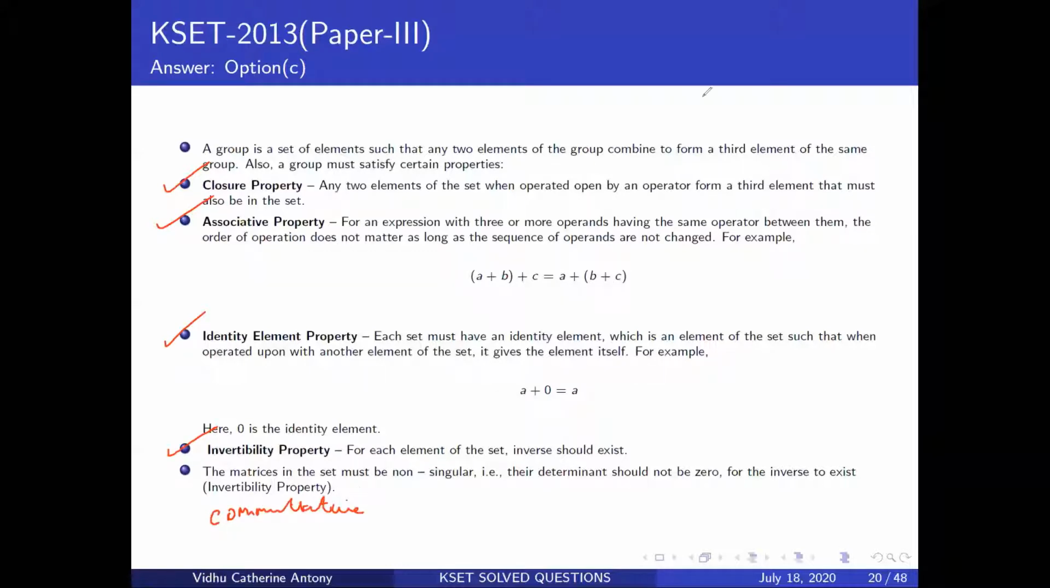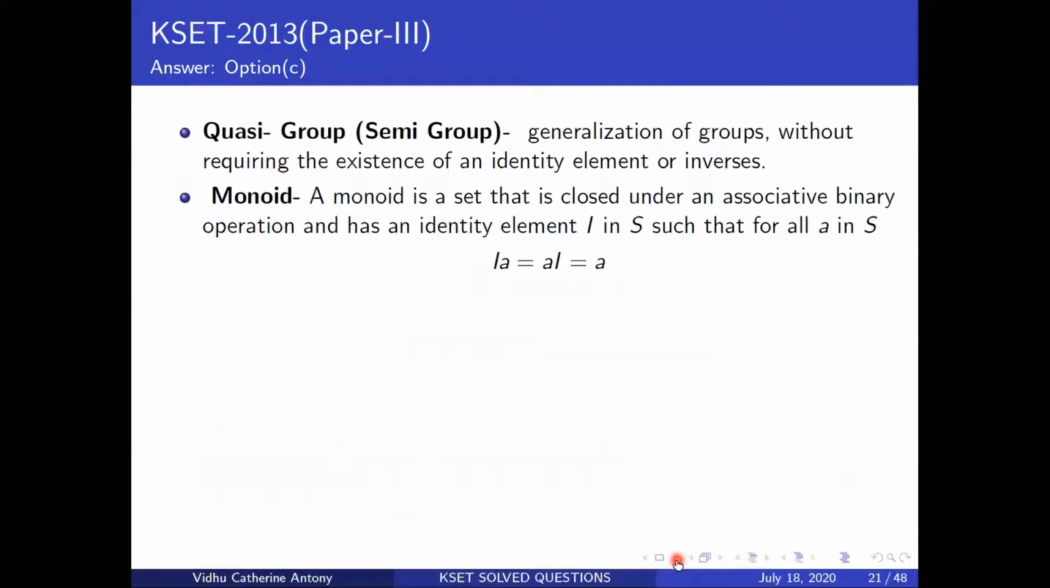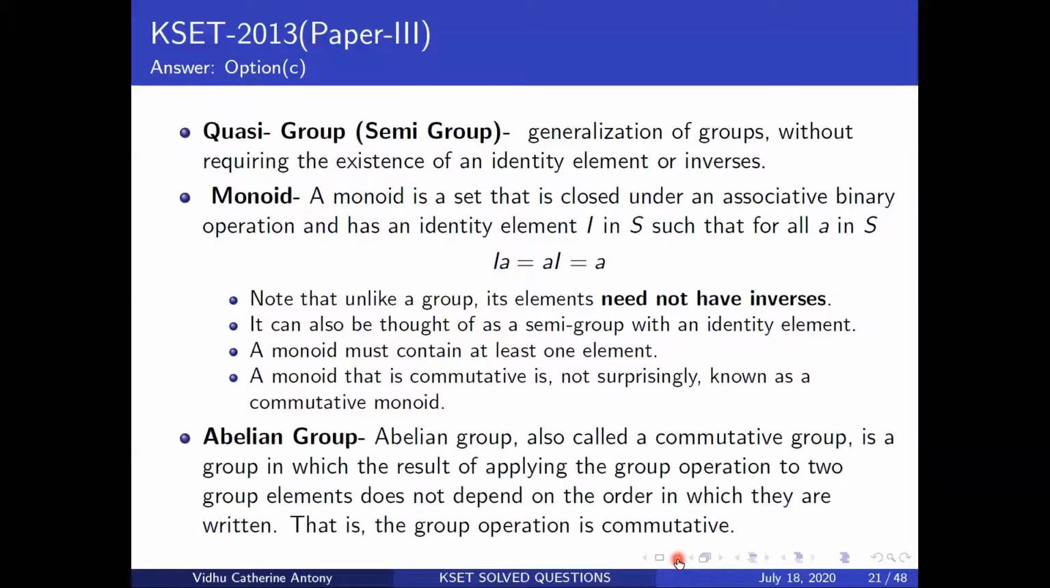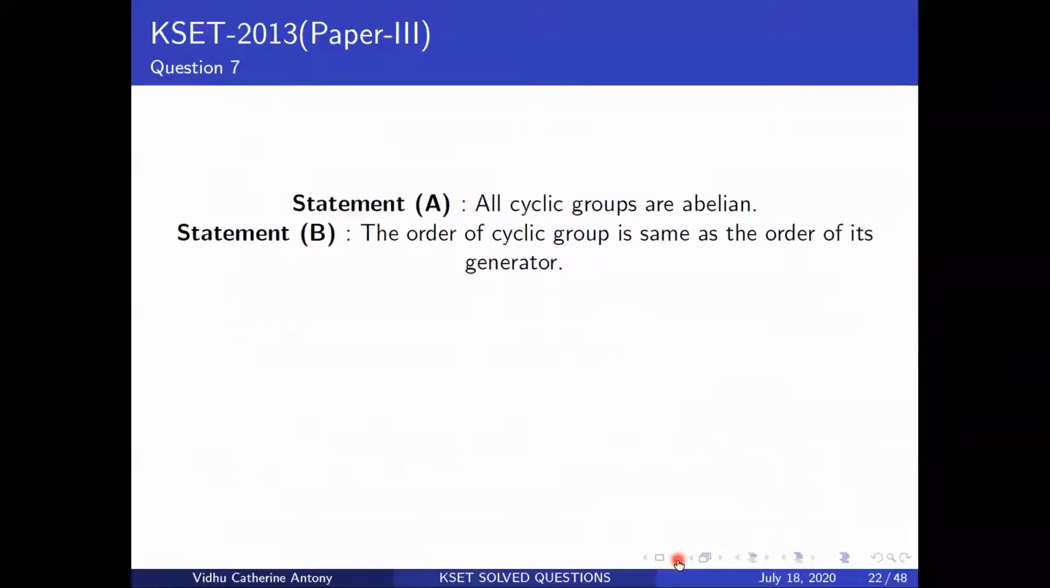So now let's move on. Okay. So we're coming back to cyclic groups. So all cyclic groups are abelian. The order of the cyclic group is the same as the order of the generator. So we've already done this. We know that statement B is true. Now all cyclic groups are abelian. Okay. So let's just check that out.